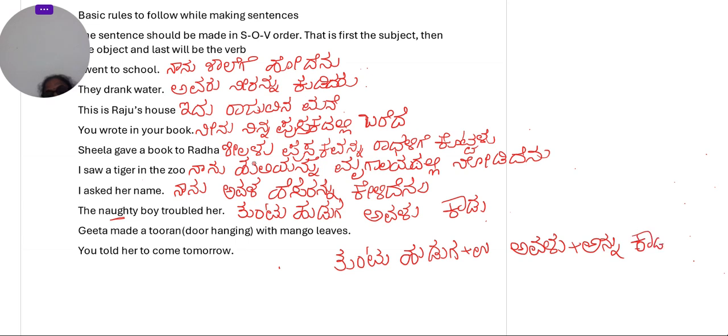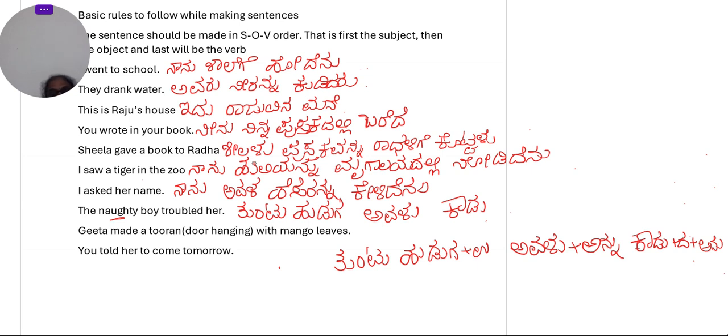So kadu plus di is for the past tense, and then we have to add the suffix for the person doing the action. So here it is a third person because we are saying boy, tuntu huduga, naughty boy. So boy is a third person, male gender and singular noun. So we have to add anu as a suffix for a male gender third person singular noun.